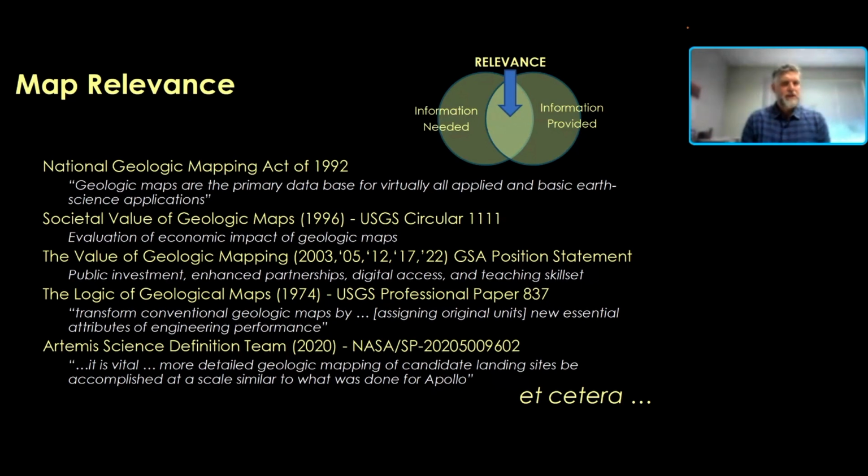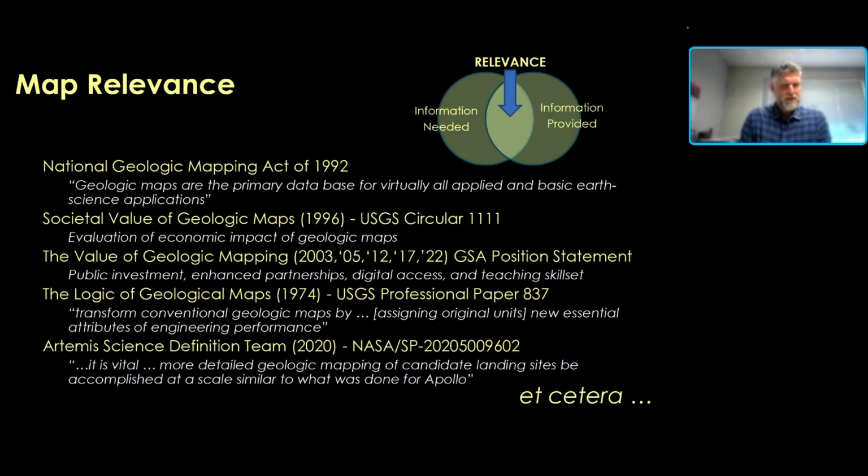But basically, geologic maps are the primary database for virtually all applied and basic earth science application. And this is a U.S. federal law. Societal value of geologic maps, a USGS circular in 1996. This actually tried to put some evaluation of economic impact on the geologic maps. A really interesting read. It talks about putting a dollar value on what these products are. The value of geologic mapping has been a GSA position statement starting in 2003 and renewed 4 different times since then, including most recently last year.